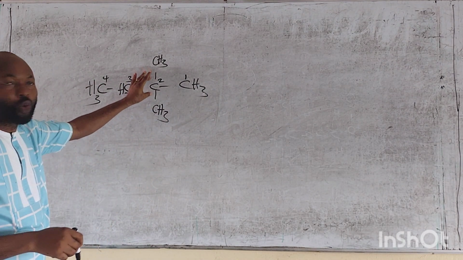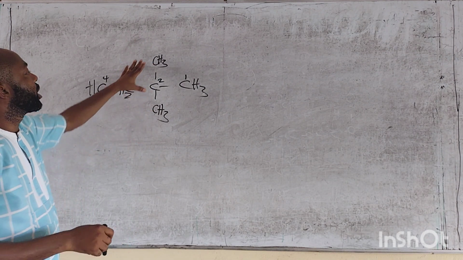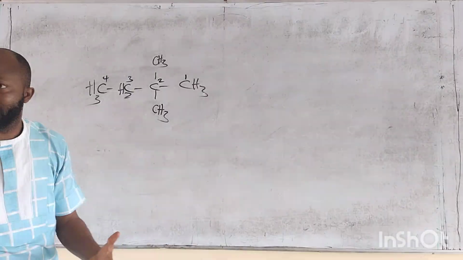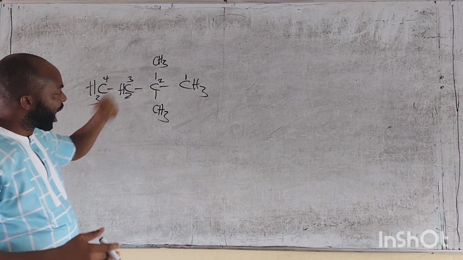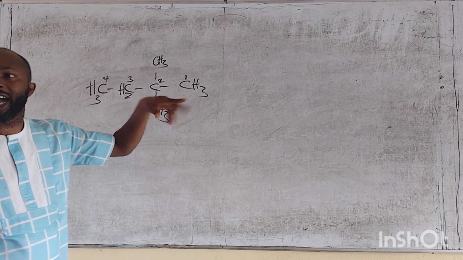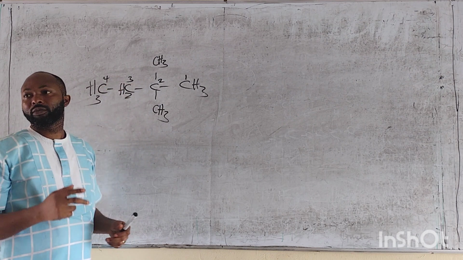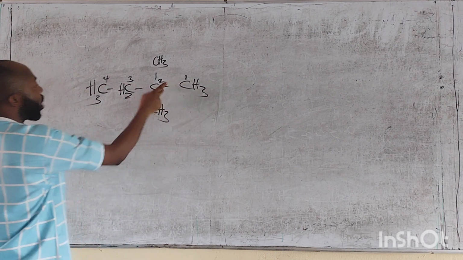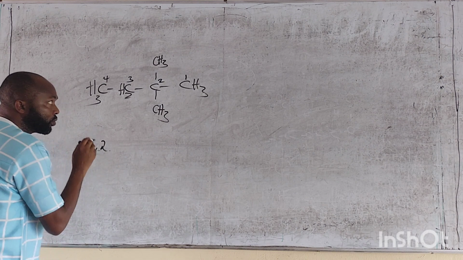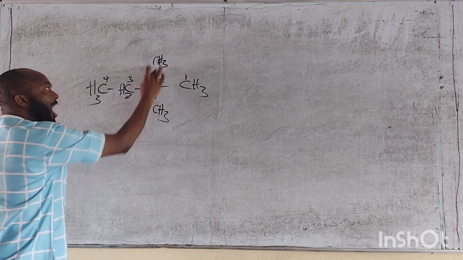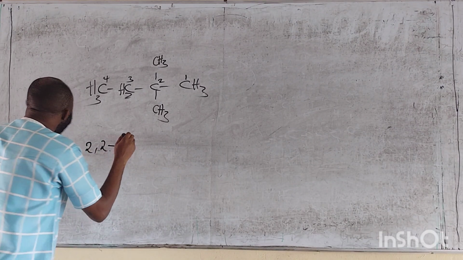Now in carbon 2, I have 2 methyl attached to it. Alright? Now they say you should repeat the locant as many times as possible to reflect the number of times those substituents are attached to it. So now in carbon 2, I have 2 methyl. So I say 1, 2. So I have 2, 2, because in carbon 2, I have 2, alright? 2, 2 dimethyl.